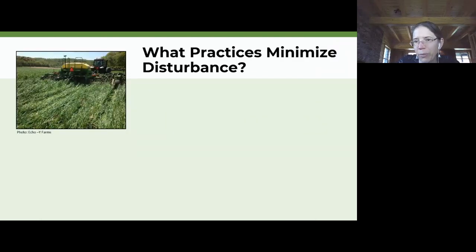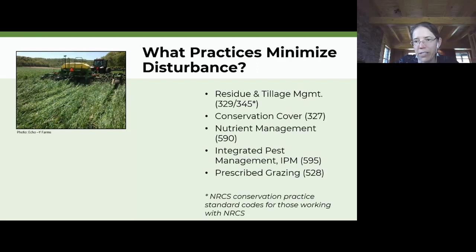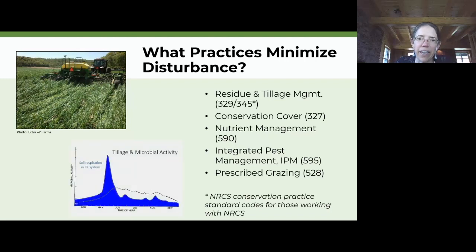So what practices are we talking about when we're talking about minimizing disturbance? I'm going to give you the NRCS practice codes, because any of you who may connect your farmers to some of the resources out there, I think one of the best resources certainly is NRCS, because there's at the county level the system that provides some technical assistance and also the financial assistance for anybody who qualifies when they go through the ranking process for that state. So residue and tillage management is the NRCS speak for no-till or reduced tillage. And here are the practice codes. That's a way to reduce physical disturbance.